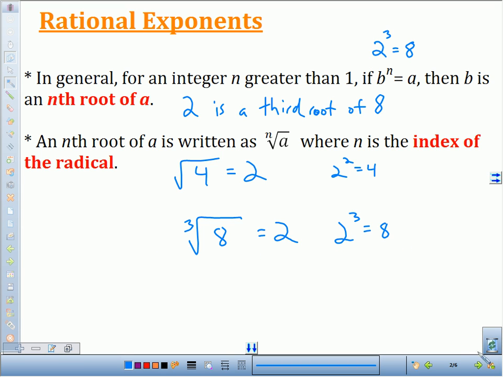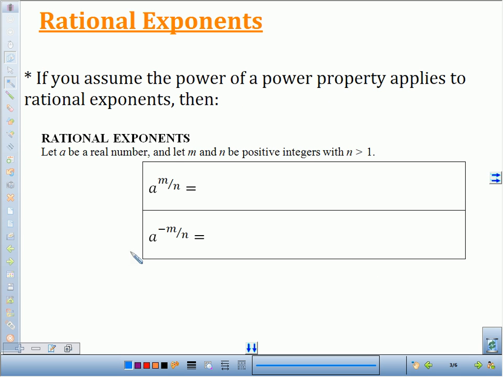Now let's look at how we're actually going to use this. We have a chart here, and the first thing we have to know is that we're assuming that the power of a power property applies to rational exponents. That means that if I have a to the m raised to the nth equals a to the m times n. If I raise a power to a power, I multiply the exponents. That is the power of a power property.